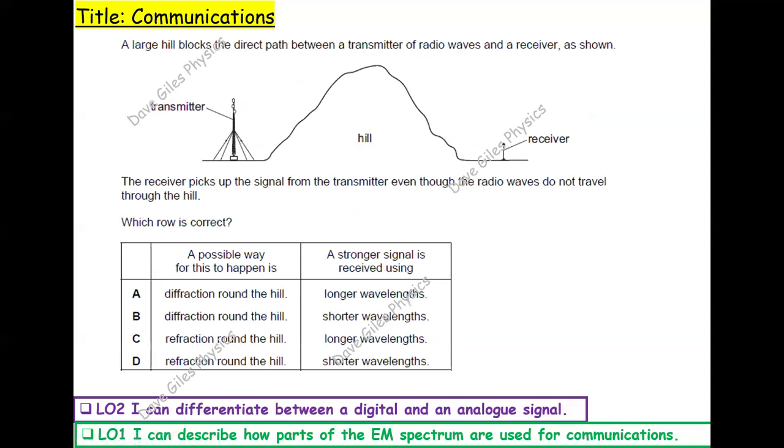Okay, next question. A large hill blocks the direct path between a transmitter of a radio wave and a receiver as shown. The receiver picks up the signal from the transmitter even though the radio waves do not travel through the hill. Which row is correct? The possible way for this to happen is, well, it's not going to refract, so that would have to go through the hill. Diffraction happens at the edge of a wave, meaning it could bend down. And a stronger signal is received using longer wavelengths, because the longer wavelengths will be diffracted more.